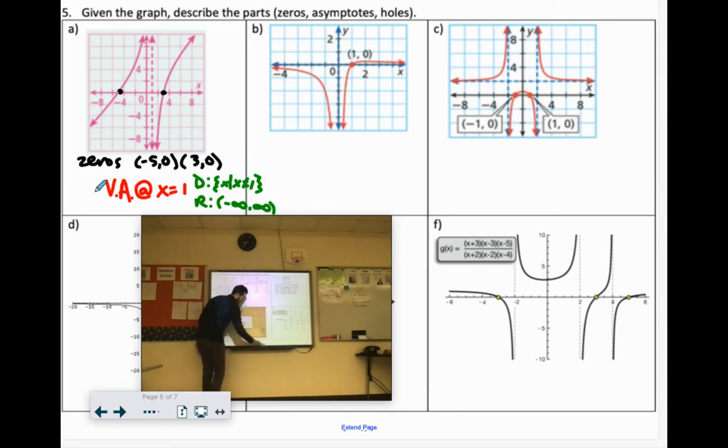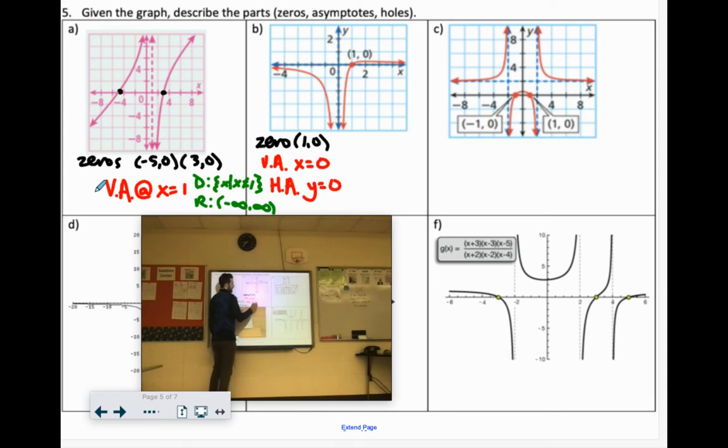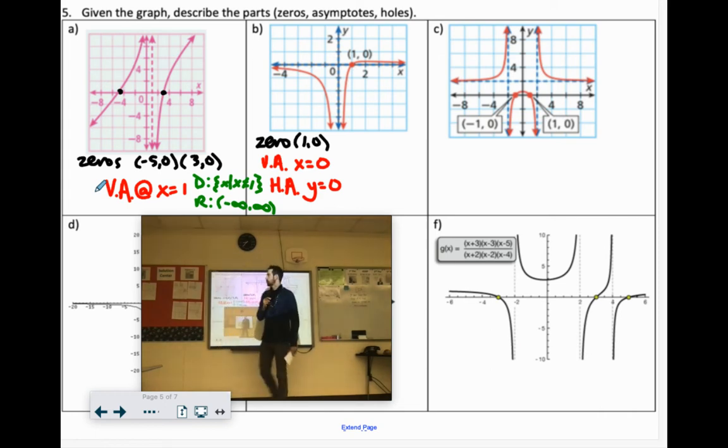Cool, let's try it on this one. Let's look for the zeros first. Zeros, I see it only crosses at 1, 0. Let's see, vertical asymptote. There's one of those at zero. And then there's a horizontal asymptote also at zero. Which again is weird because it actually does cross that asymptote, but it's just going to curve back around and hang even closer to that asymptote after it crosses. That's a very strange function.